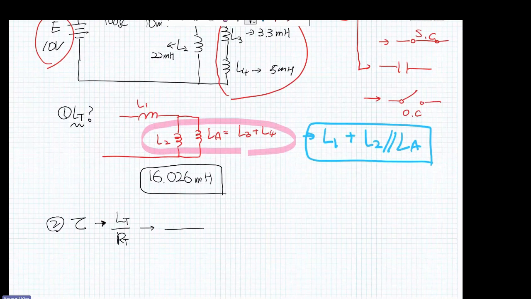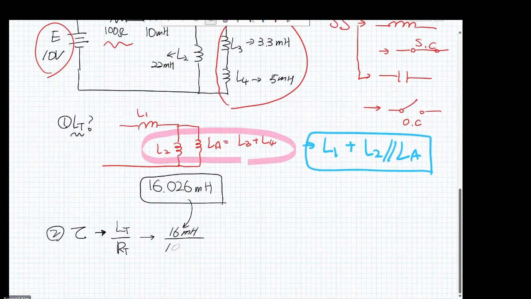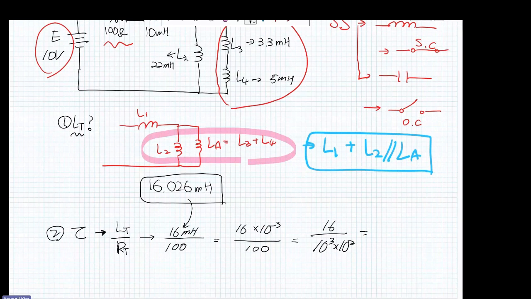Right now, the total inductance from question one is approximately 60 millihenry, and then the total resistance, let me go back to the circuit. Right there, it is 100 ohm here. A lot of students made a mistake here. 16 times 10 to the minus 3 over 100. So 16 over 10 to the 3 times 10 to the 2.